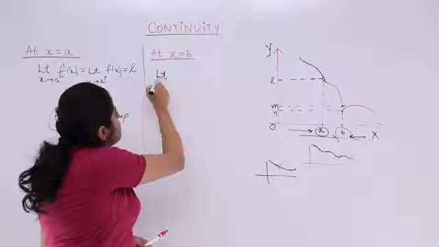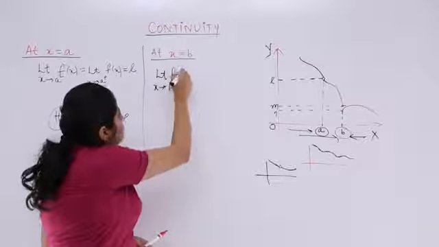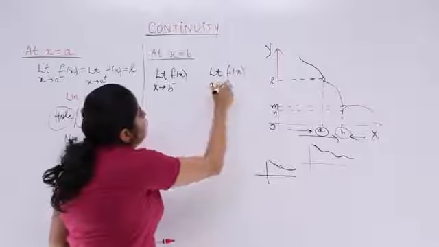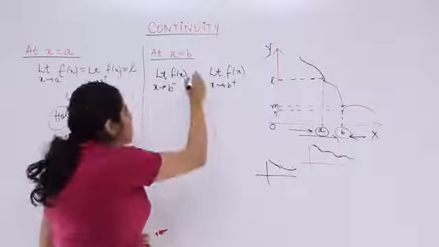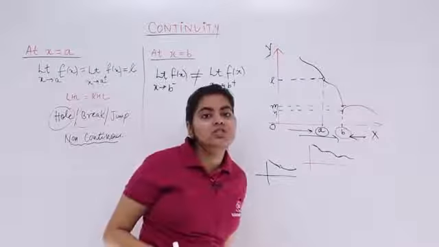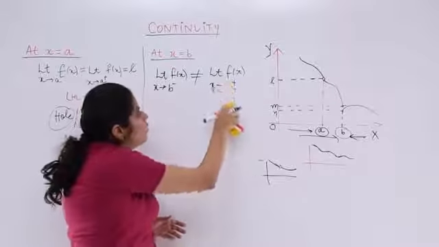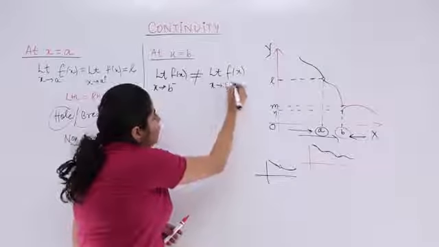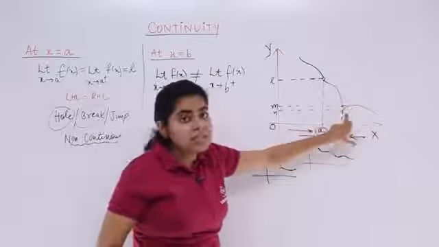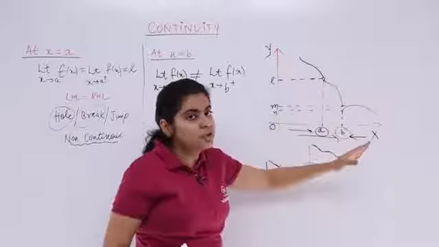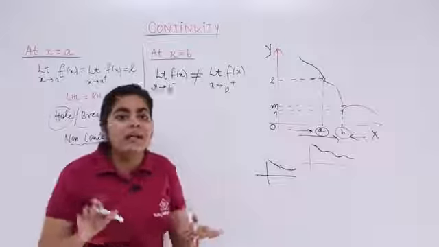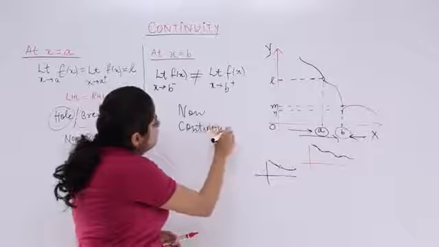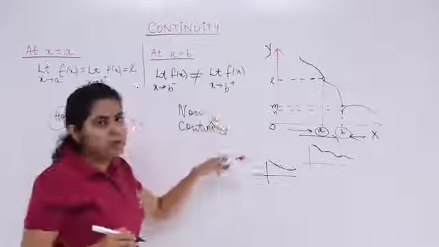That means when I saw x tends to b minus for the function, and x tends to b plus, I discovered that these two things are not equal. Can I say my function is continuous? Not at all. With the help of the graph, you see that there is a kind of jump from here to here, and the jump case also tells me that there is no continuity, so it is non-continuous.